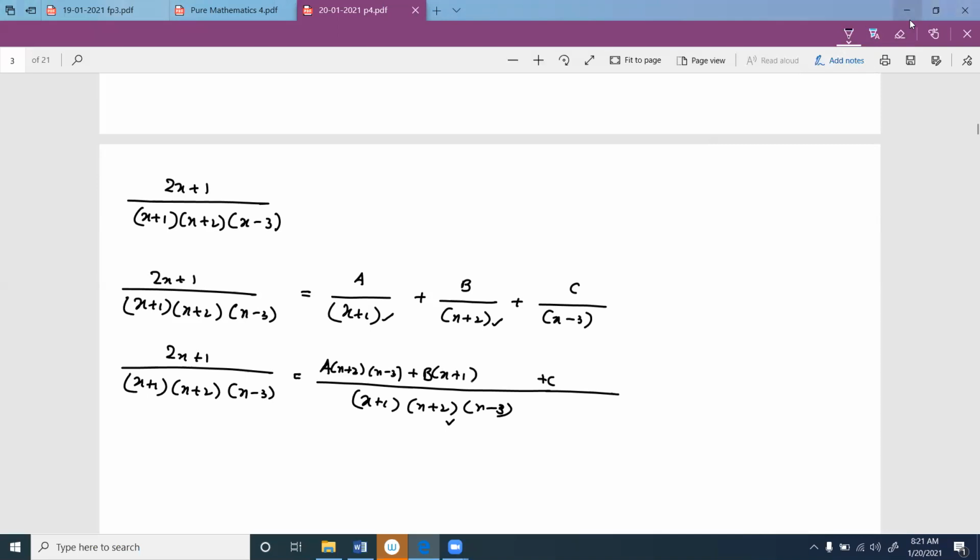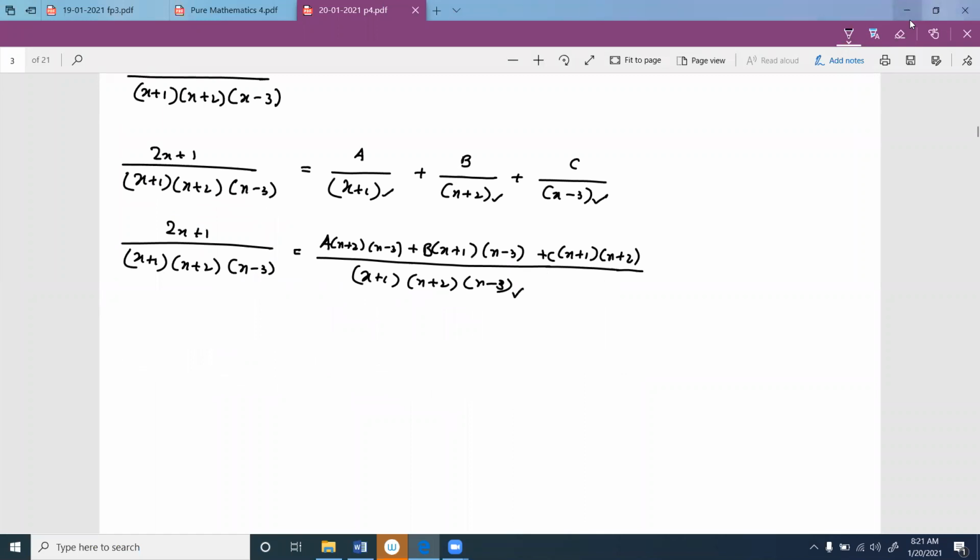X plus 1 and x minus 3 with C. Cover x minus 3 from this denominator. If you cover x minus 3, what would be the remaining term? The remaining term would be x plus 1 and x plus 2. That's a factor to understand from this question.